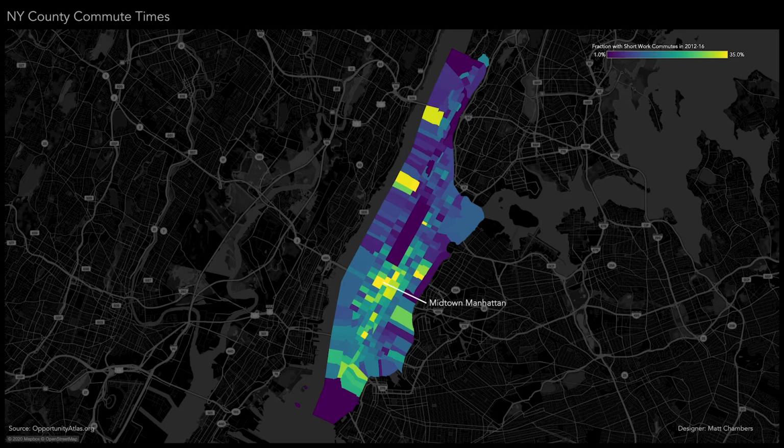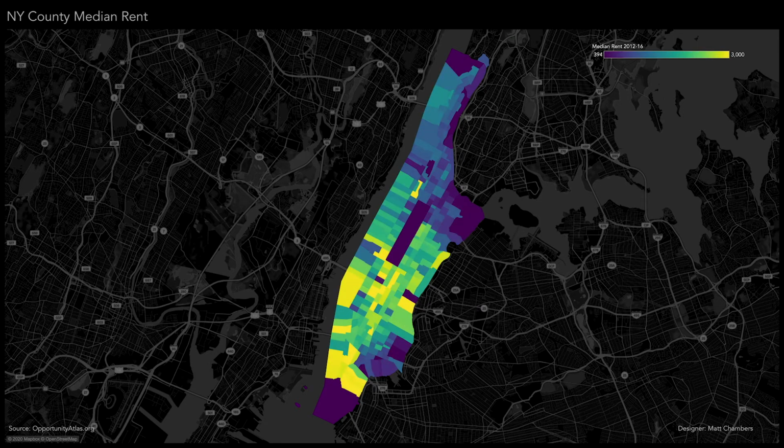Those living closest to Midtown Manhattan are much more likely to have a short commute time and more access to the opportunities provided by an area with such density of jobs. The bright yellow area in Midtown Manhattan represents the highest proportion of residents with short commutes. Over 35% of the residents here have less than a 15-minute commute to work, which means these people are primarily working in Midtown Manhattan.